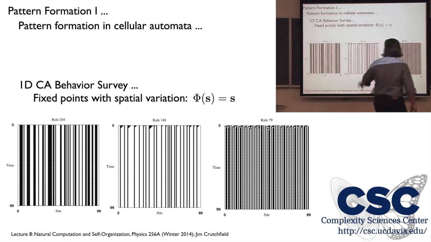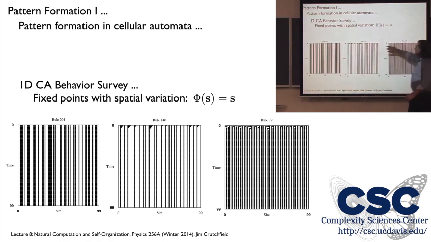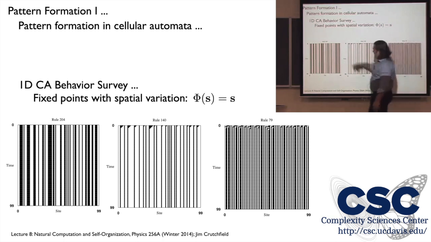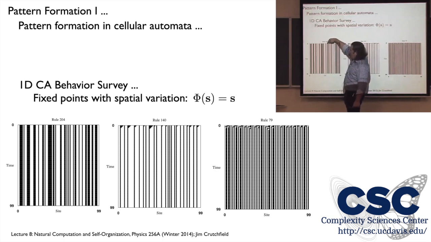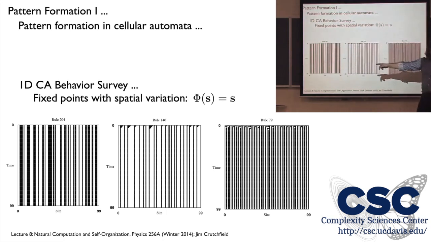Now the fun starts. Here are three different example CAs: rule 204, rule 140, and rule 79. I think they're all starting in the same initial configuration. What happens here? Well, basically every bit that starts off at 1 stays at 1, and every bit that starts off at 0 stays at 0. In fact, if you look up rule 204 and lay out the lookup table, what you see is that it's just copying the center bit of the 3-bit configuration, so it's just the identity. Every configuration is a fixed point, and none of them are stable.